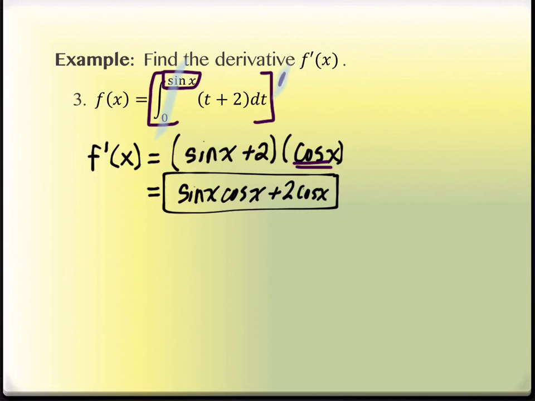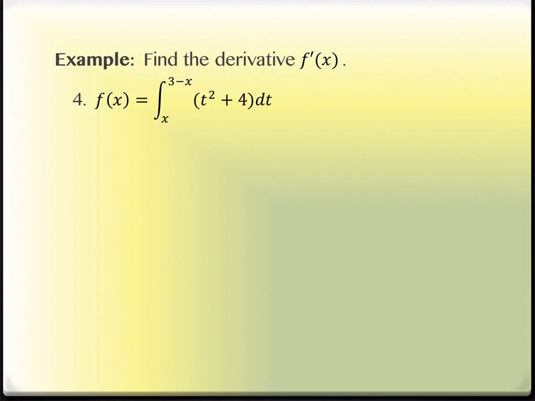Let's try another one. What do you notice about this one that's different than the last one? Hannah, you're making funny faces at me. What do you notice? So many changes. 3 minus x. So there's a 3 minus x involved where the sine was before. What else? There's an x at the bottom. Do you see that?